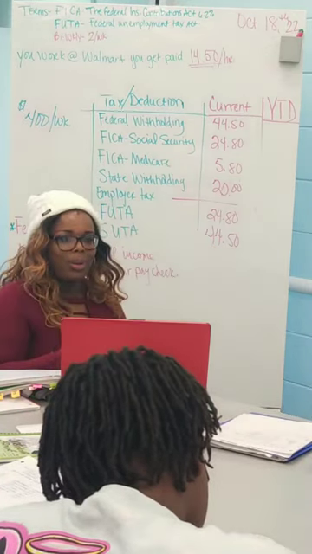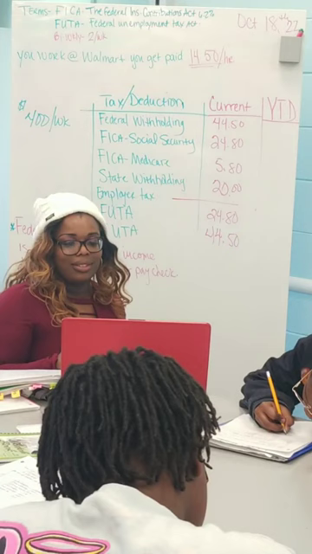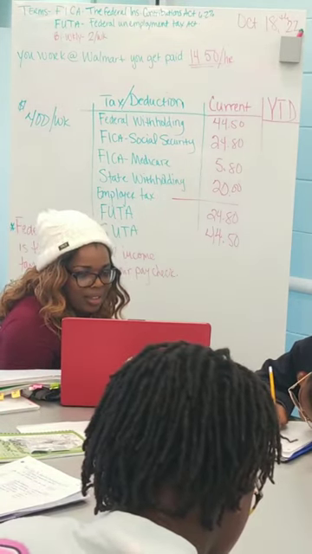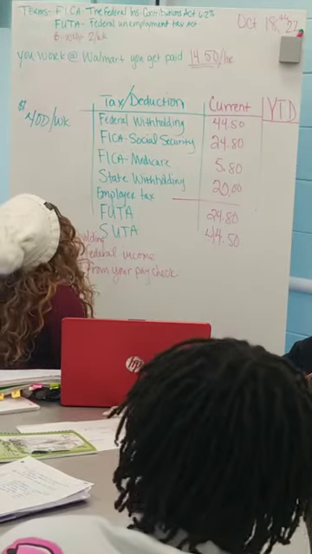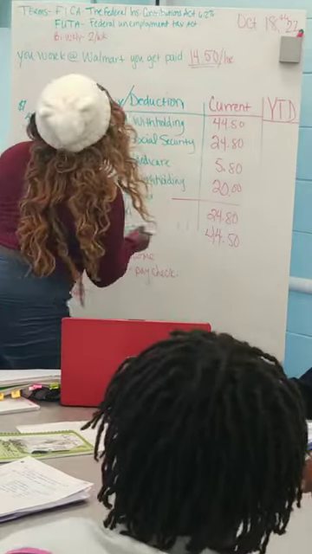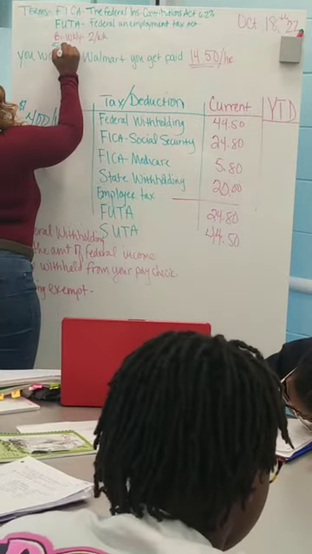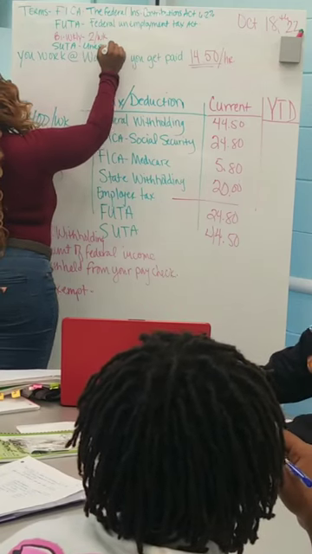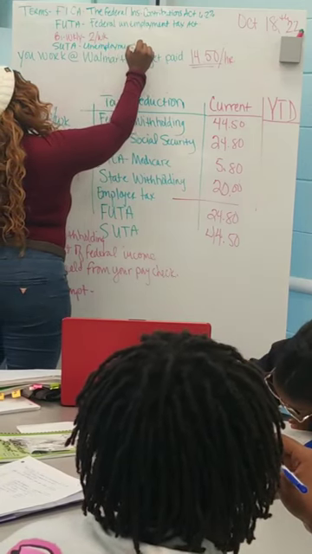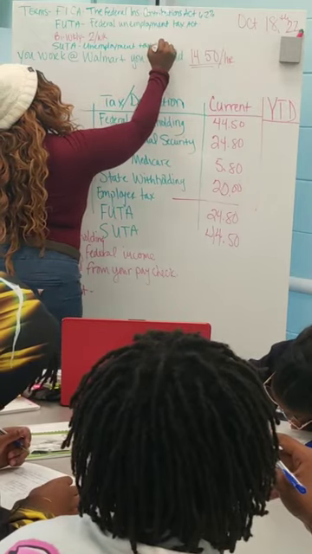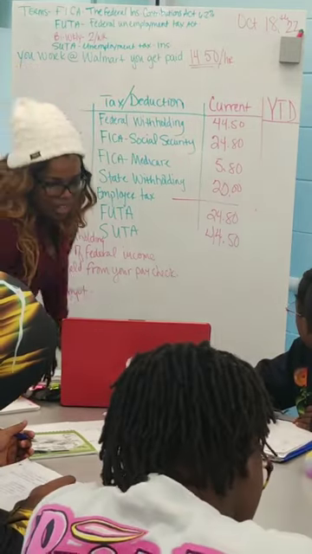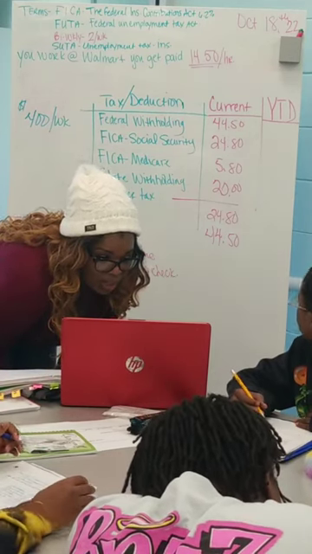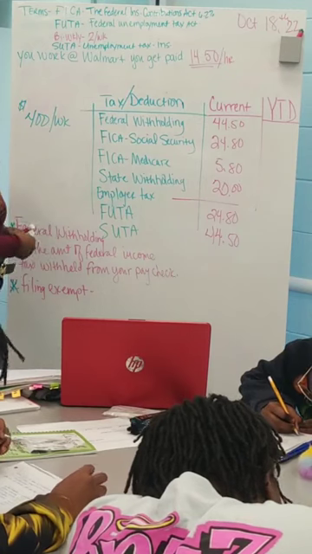$44.50 worth. Guys, that's some junk. Man. Who pays it? Do the tax people get paid? S-U-T-A. Let's put this up there. It's another unemployment tax. It's an insurance.